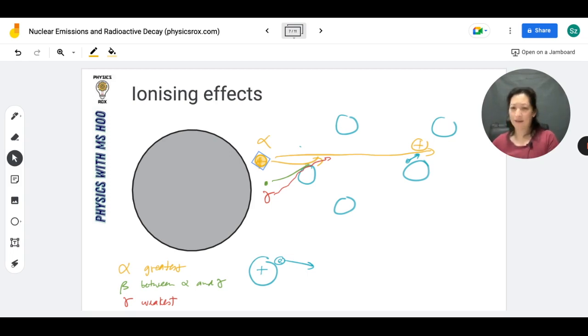Like beta, it's negative, right? So if it's negative and trying to pull out, it's a little bit more difficult to attract anything. So maybe it could repel, but again, it's not as strong because it's got a charge of -1 compared to the alpha, which is a charge of +2. Gamma, it's neutral. Good luck trying to effectively create a lot of ions. While it potentially could, it's not as strong compared to alpha and beta. So that's a comparison of the ionizing effect. Alpha has the greatest, followed by beta, and gamma has the weakest.